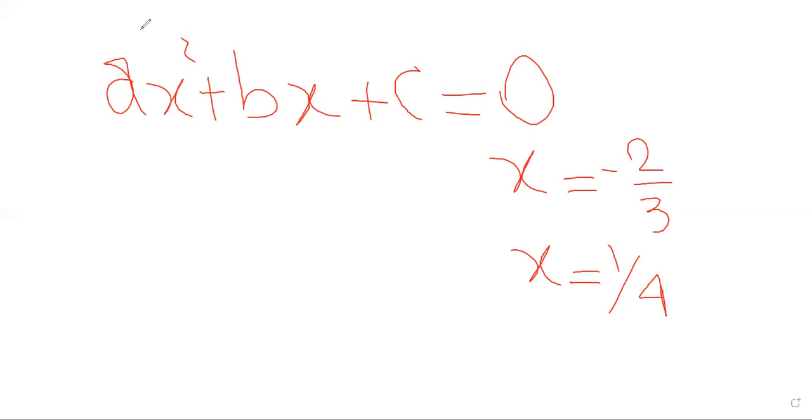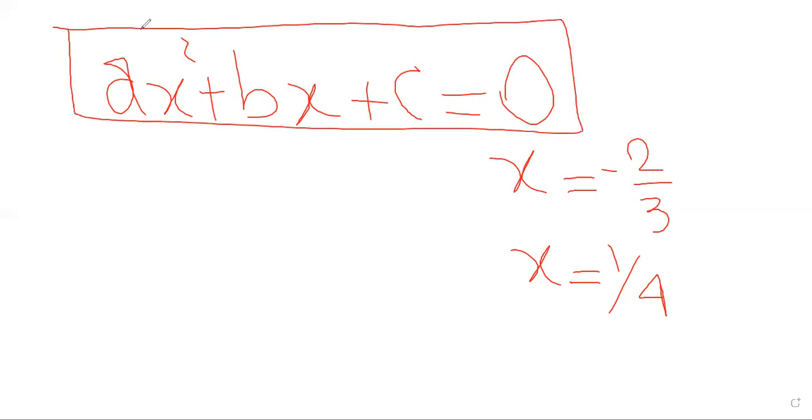Are you getting this? What is the x? x is equal to just x, right? But what are a, b, and c? Forget about that. This is actually the standard form. We are not going to write the equation. We are just looking for the factors.